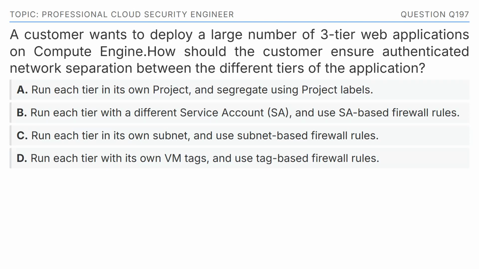A customer wants to deploy a large number of 3-tier web applications on Compute Engine. How should the customer ensure authenticated network separation between the different tiers of the application? The options are: Option A, run each tier in its own project and segregate using project labels. Option B, run each tier with a different service account, SA, and use SA-based firewall rules. Option C, run each tier in its own subnet and use subnet-based firewall rules. Option D, run each tier with its own VM tags and use tag-based firewall rules.